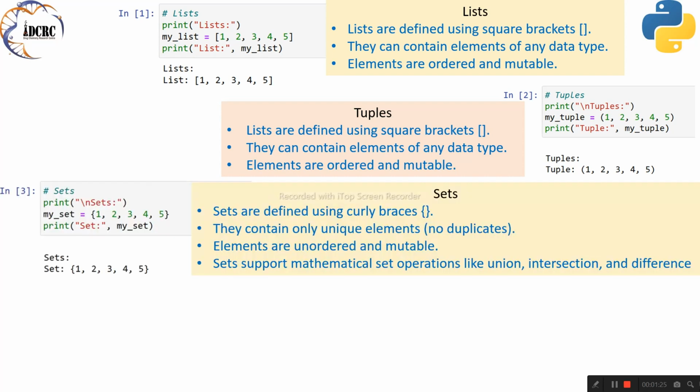3. Sets. Sets are unordered collections of unique elements, enclosed in curly braces. Sets do not allow duplicate values and are optimized for membership testing and mathematical operations like union, intersection, and difference. Use cases for sets: removing duplicates from a list, checking for membership or existence of elements, performing set operations like union, intersection, and difference.